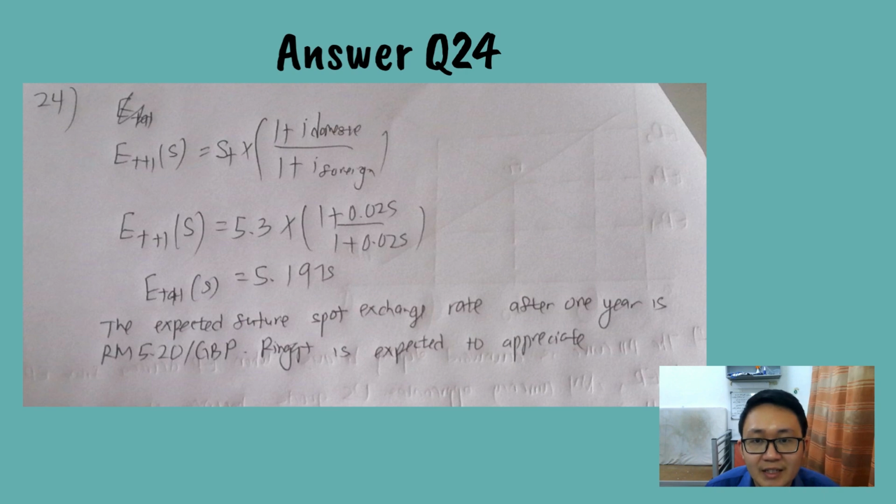We can get the answer by using the formula: the expected exchange rate equals the spot rate times 1 plus the domestic interest rate over 1 plus the foreign interest rate. By putting in the numbers, we find that the answer is 5.1975. So the expected future spot exchange rate after 1 year is 5 ringgit and 20 cents. So the ringgit is expected to appreciate.